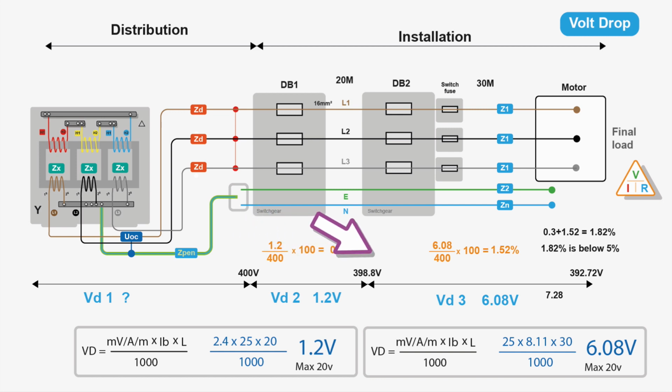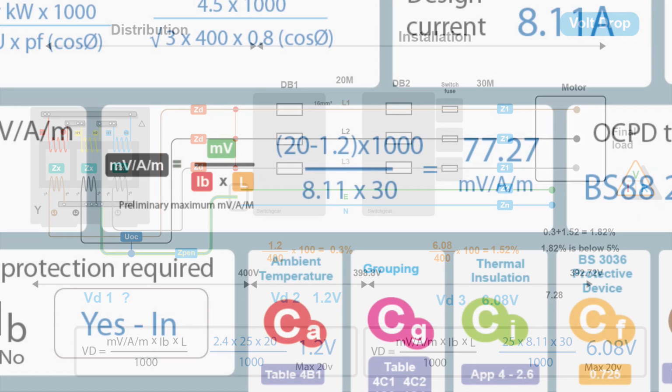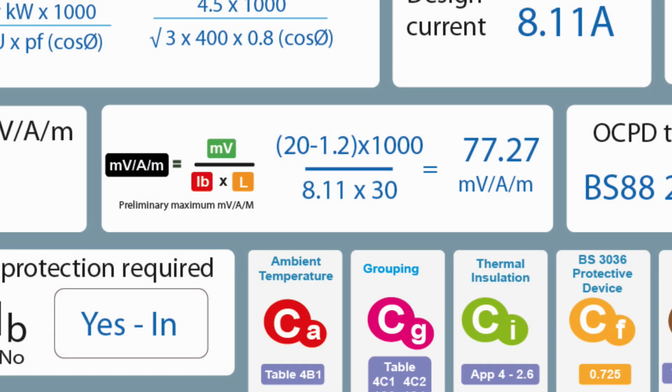So this section of cable from DB2 to the final load, these are sums here, we get 6.08 volts, and 6.08 volts is 1.52%. Now we can add those together, we get 1.82%. 1.82 is below 5%, so we know that we're in the correct volt drop range. So back to the preliminary check. So the maximum amount of volt drop we can have is 5%.